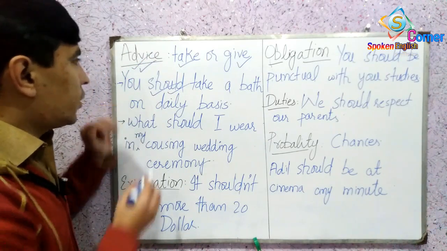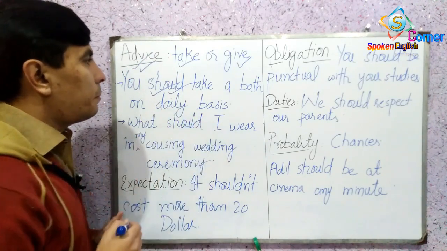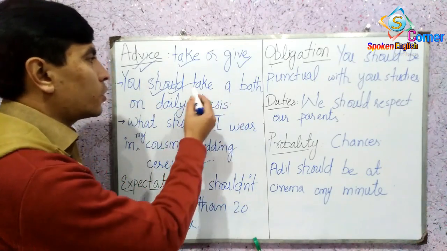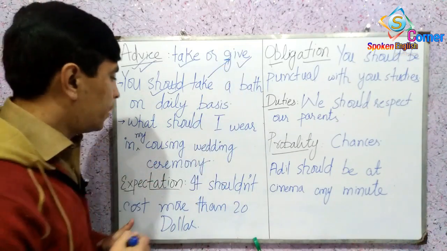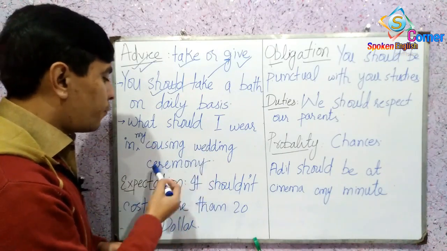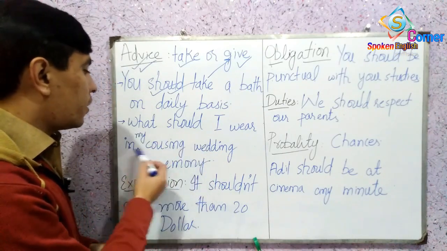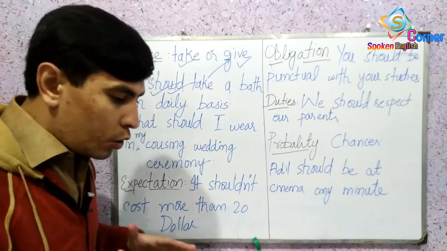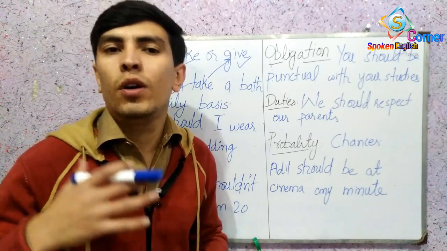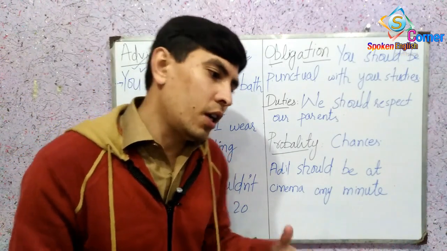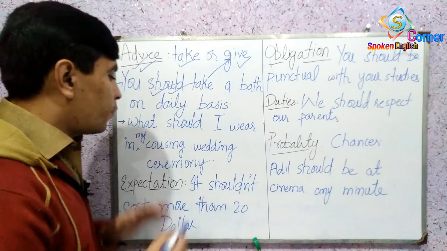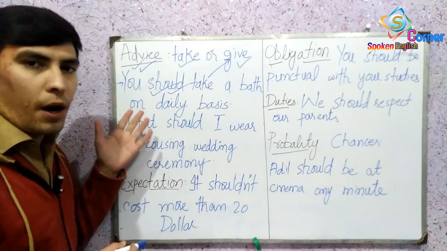After these two examples you will be able to use should to express advice. The first one is: you should take a bath on daily basis. Here a person is giving a suggestion to someone, so it is linked with give. And the second one is: what should I wear in my cousin's wedding ceremony? Here a person is confused about what to wear to his cousin's wedding ceremony, so he is asking for an opinion from someone. So that's all about advice.